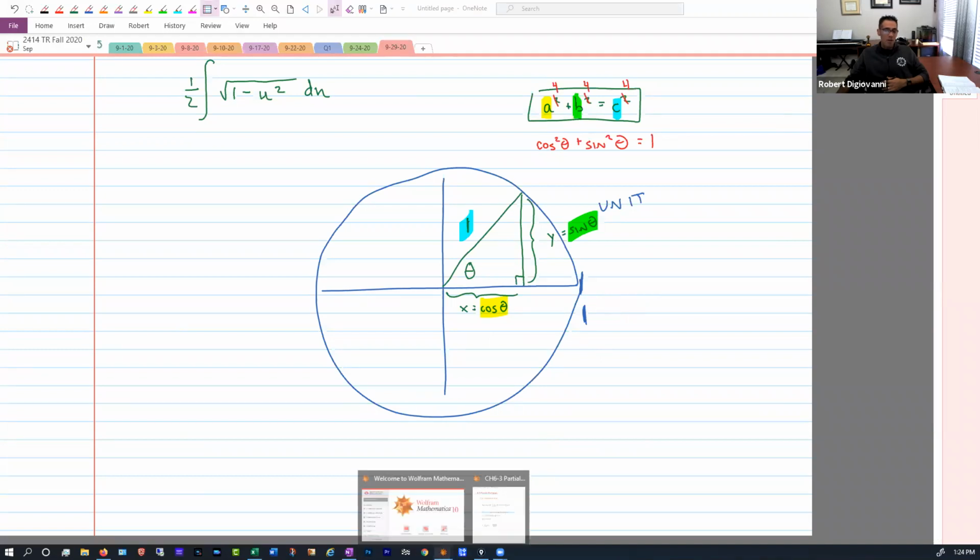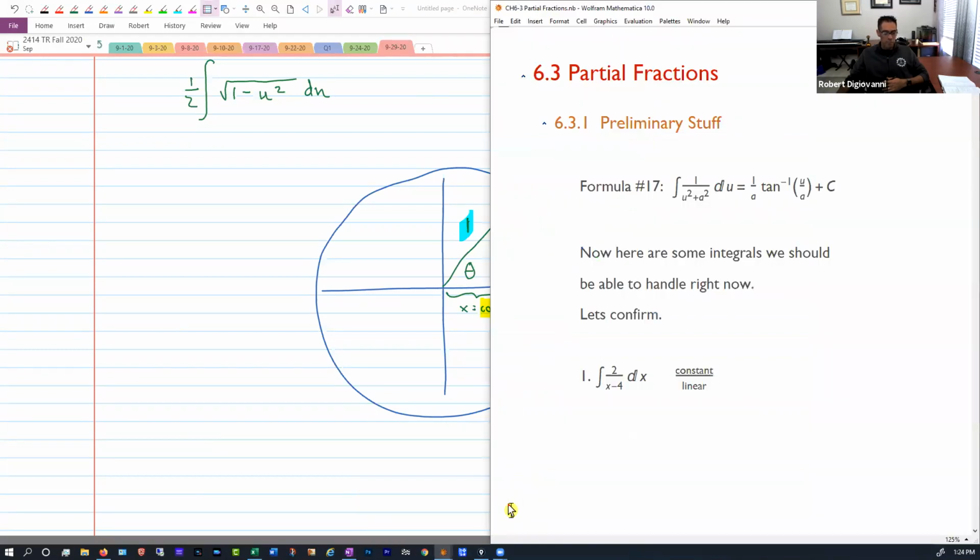All right, so we are starting 6.3 today. We will only do half of it. And so the way 6.3 is going to work is this. Today, we're going to take a look at integrals that we know how to do. We already know how to do them. Now, we may not realize we know how to do them, but we do.